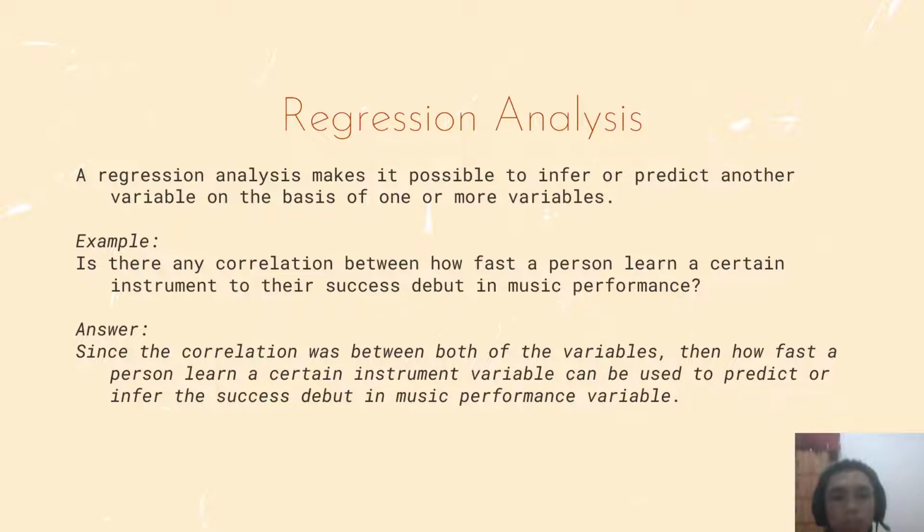And next, we're going to talk about regression analysis. A regression analysis makes it possible to infer or predict another variable on the basis of one or more variables. An example: is there any correlation between how fast a person learns a certain instrument and their successful debut in music performance? The answer is, since there is a correlation between both variables, how fast a person learns a certain instrument can be used to predict or infer the success of their debut in music performance.